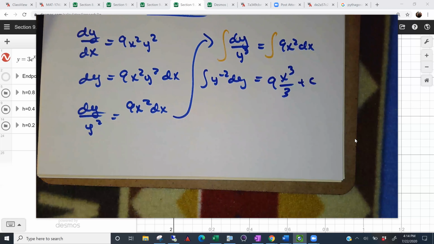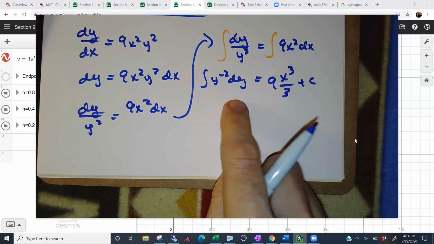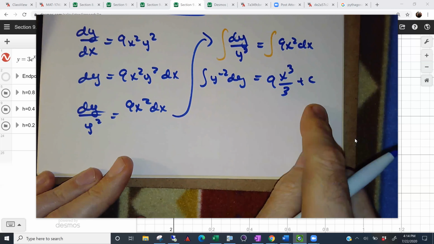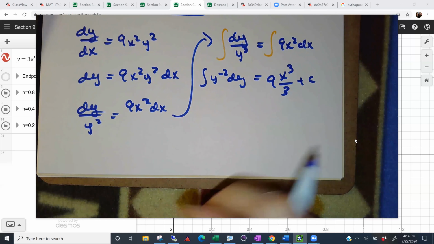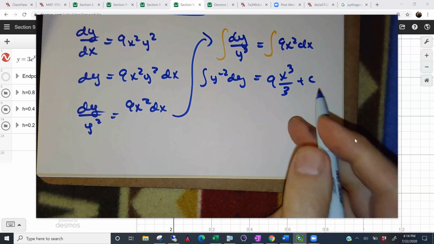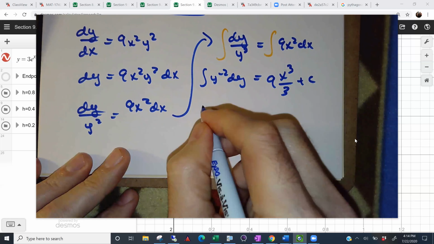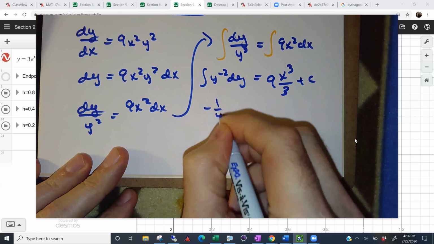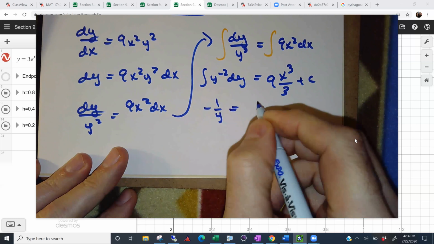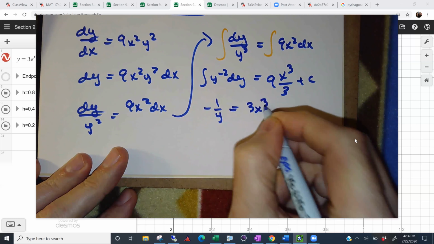You're only going to put a constant of integration on one side. You can put it on both sides, but don't waste your time. Because if you put it on both sides, you had a C1 and a C2. Move over to the right-hand side, call your new constant C3. But it's still a constant. So we're only going to put a constant on one side. The left-hand side is going to turn into -1 over y equals 3x cubed plus a constant.